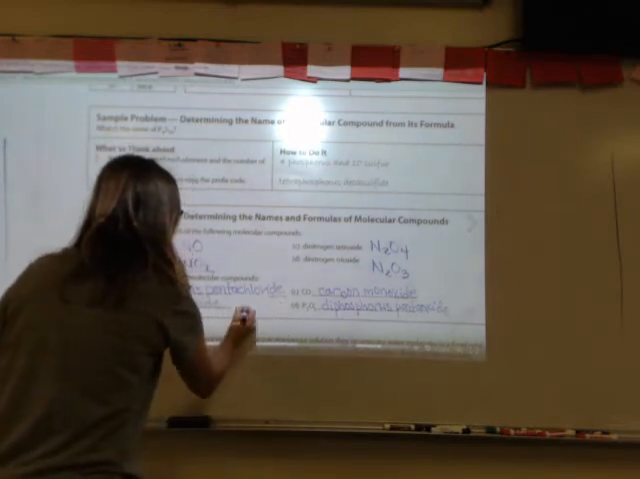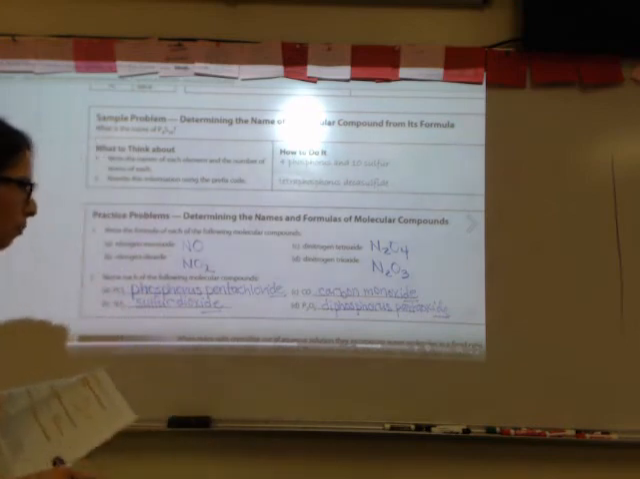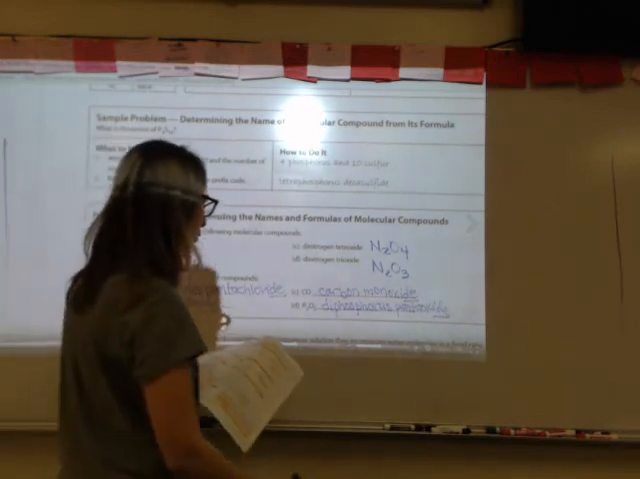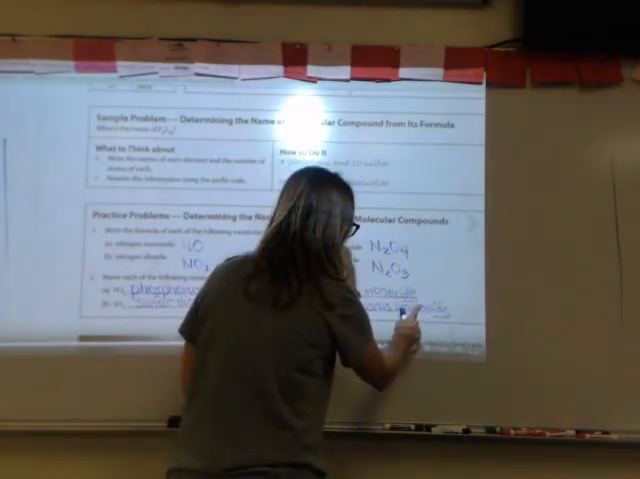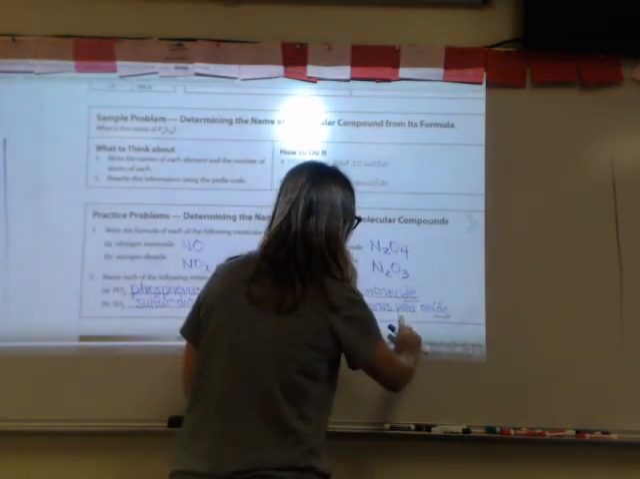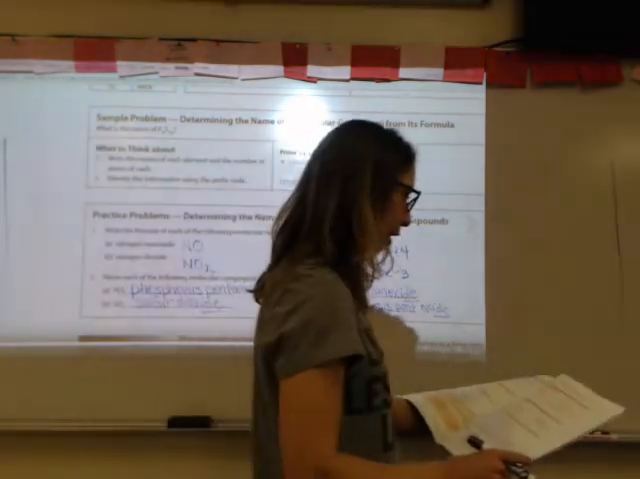You'll notice "ide" is only on the ending of the second nonmetal. And be careful when you're naming pentoxide. Get rid of the A. This should just be pentoxide. Okay, so just be careful there.